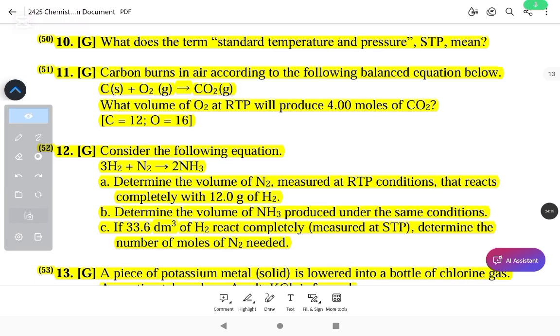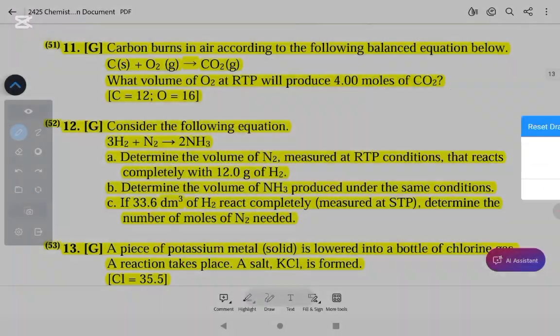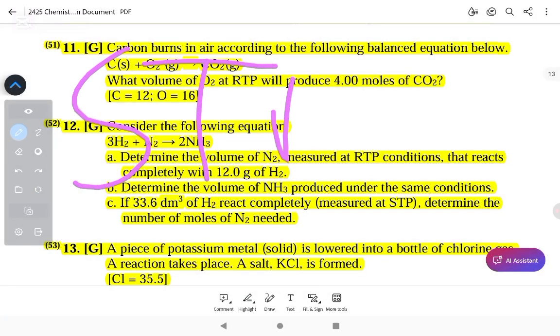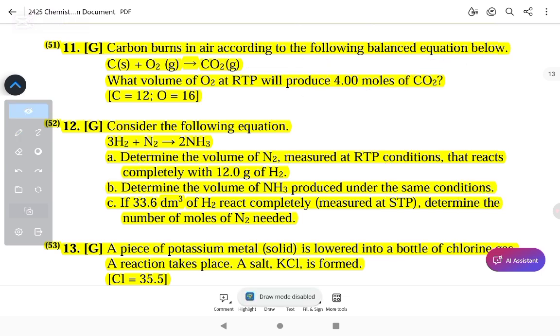Yeah, I was correct. What does the term standard temperature and pressure, STP, mean? Standard temperature and pressure is when the temperature is 0 and the pressure is 1 atmosphere. Remember, STP is equal to 0 Celsius and 1 atm.